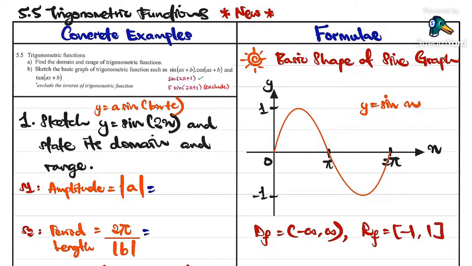So let's have a look at this learning objective. There are only two learning objectives. The first one is finding the domain and range for the trigo functions, and also sketching the basic graph of the trigo functions such as sine, cos, and tangent. There are only three trigo functions that we are going to sketch, which are sine, cos, and tangent, where it only involves a linear instead of the sine, cos, and tangent. Okay, remember this, it's only involving a linear instead of the sine, cos, and tangent.